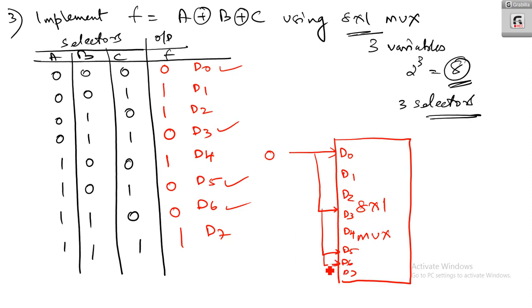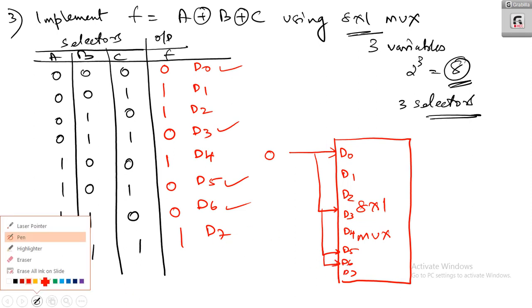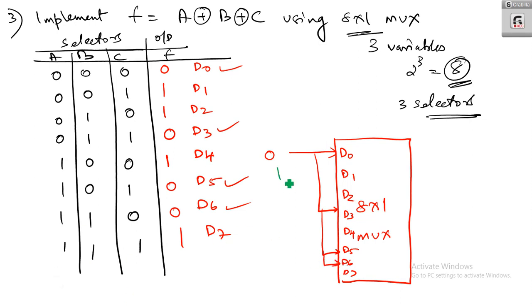and D6. Now, I need to give 1 to each of the other things. 1 should be given to D1, D2, then D4, then D7. Okay. And the output is F. This is the output. And you have circuit switches.